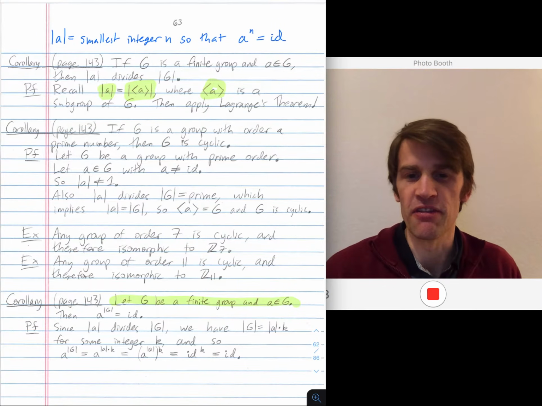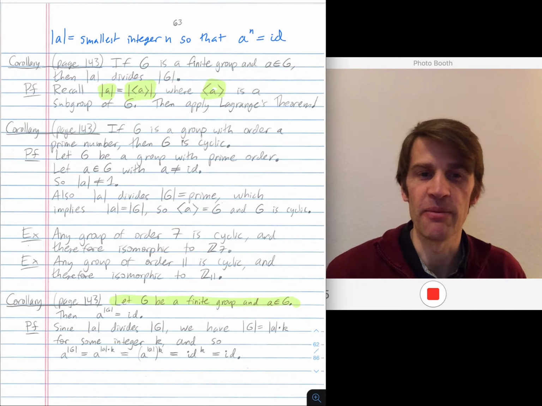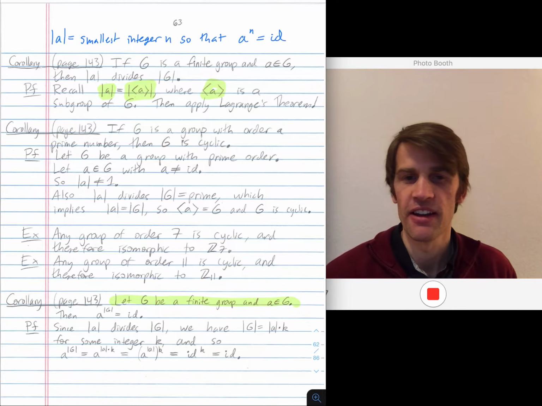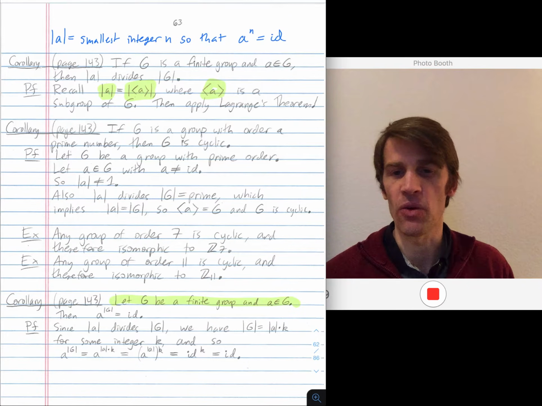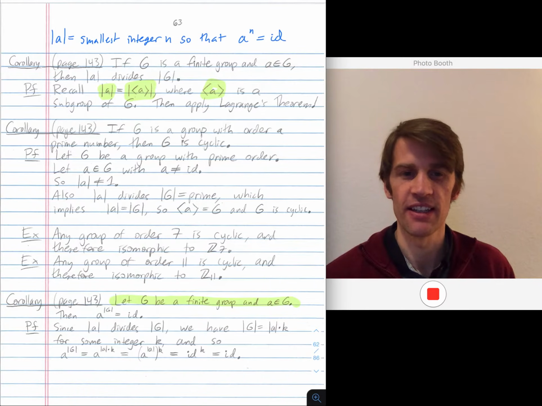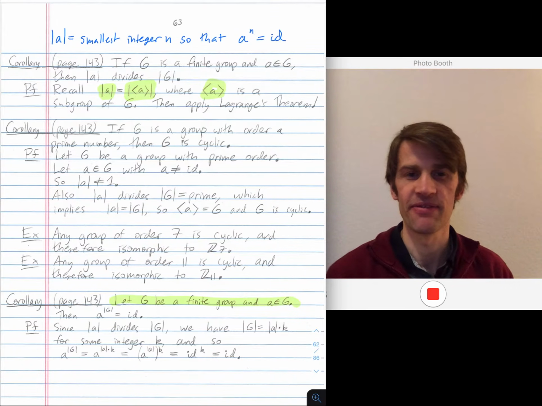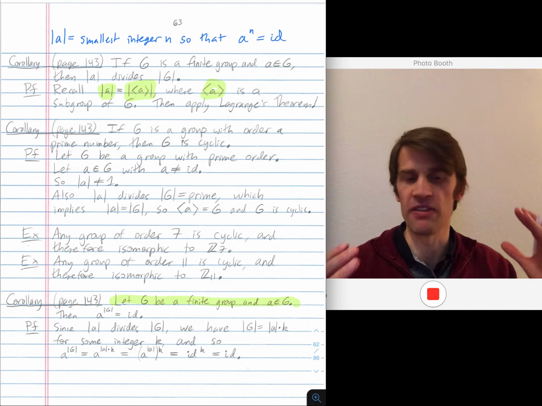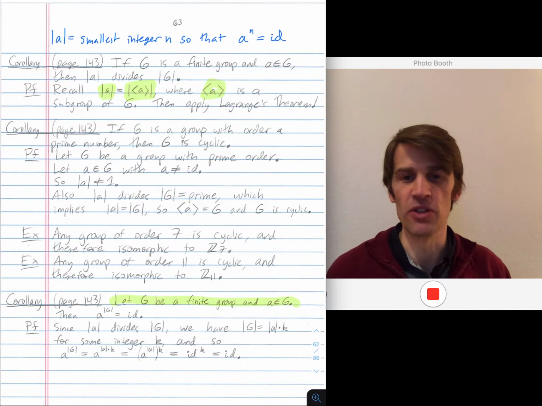Let G be a finite group and let A be an element of the group. Then A raised to the power, which is the order of G, is equal to the identity. Okay? So if you have a finite group, if it has 17 elements, then any element in that group, when you raise it to the 17th power, you automatically get the identity.